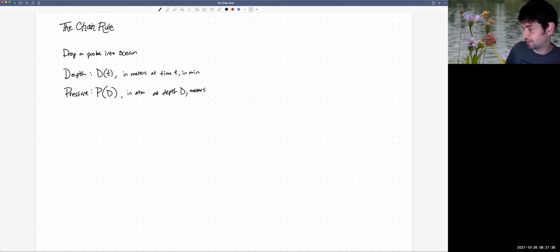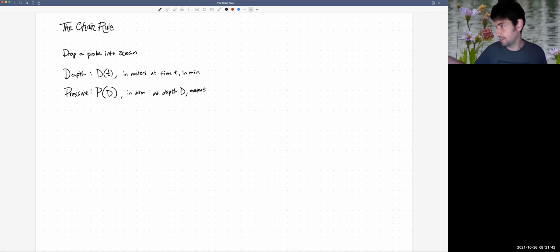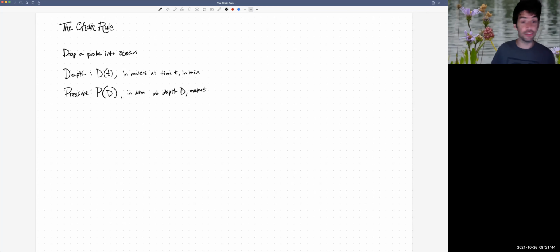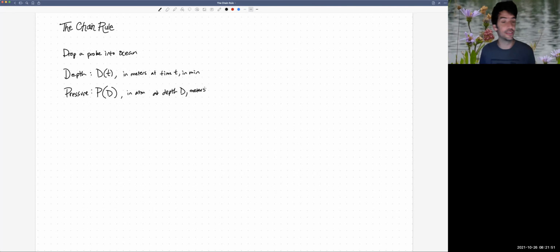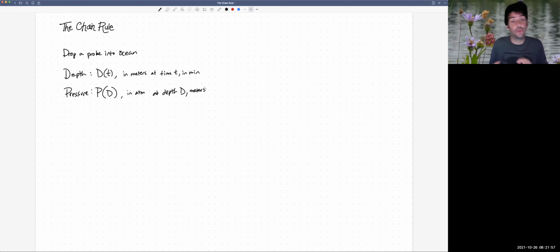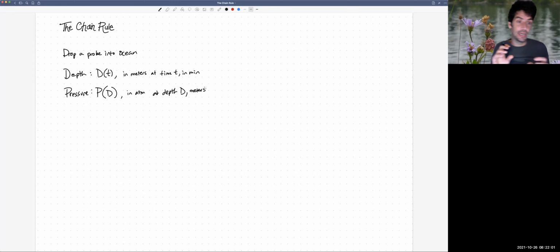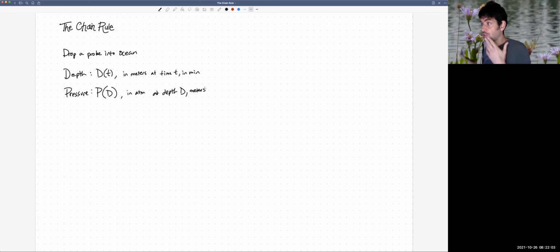And I should have been very clear: time starts at the moment we drop it and then proceeds forward. So at time 0, we're at the surface, and after that, depending on how this thing is moving downward, we get different depths. So the combination of these two functions would give us the pressure given a certain amount of time.